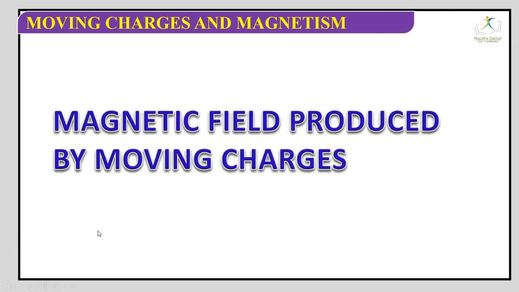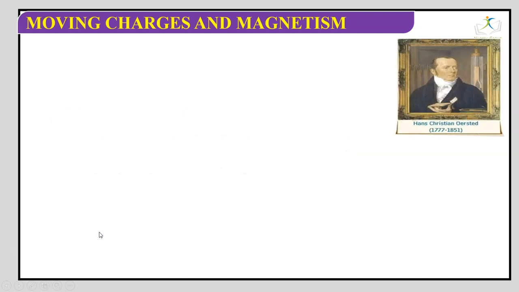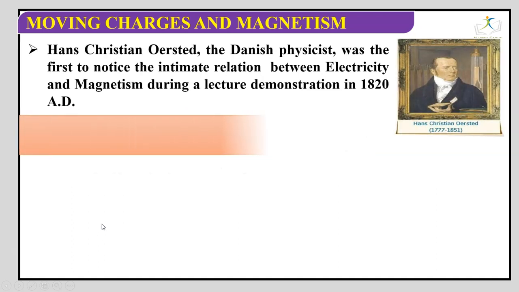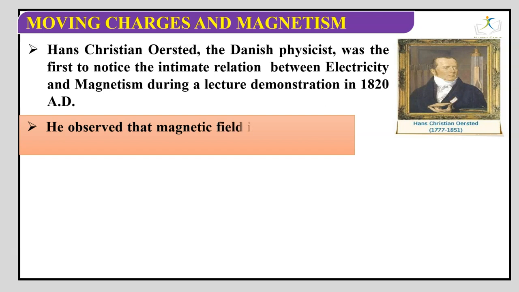Next topic we have: magnetic field produced by moving charges. This phenomenon actually started from Hans Christian Oersted. The Danish physicist was the first to notice the intimate relation between electricity and magnetism during a lecture demonstration in 1820. He observed that a magnetic field is produced by a current carrying conductor.